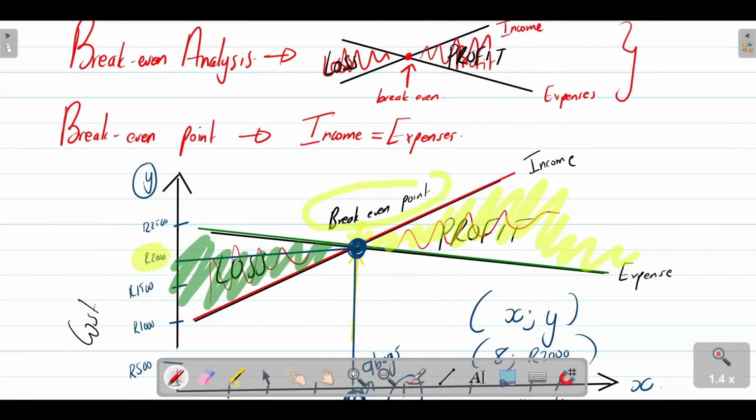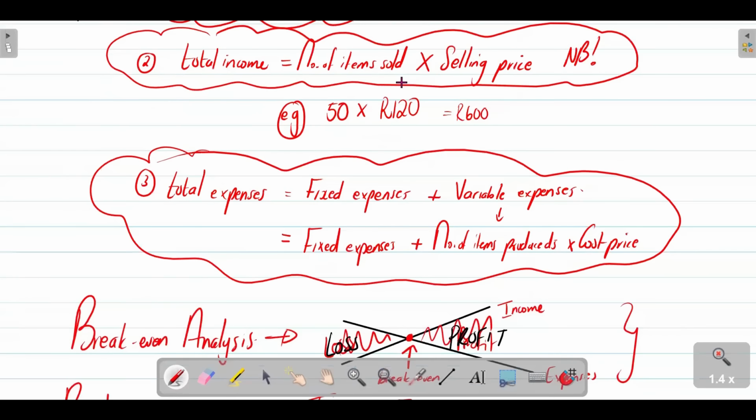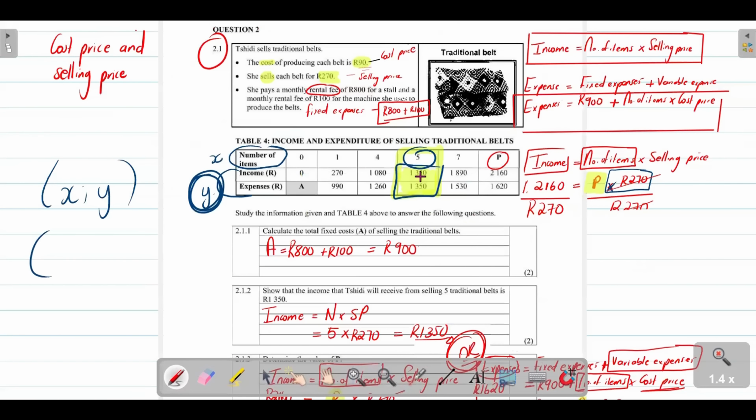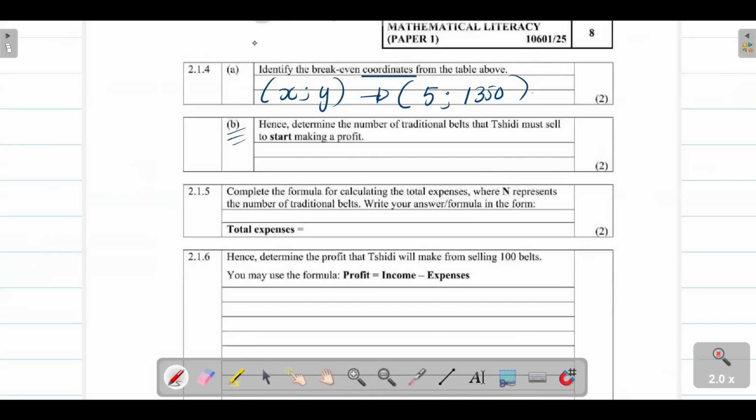Going back to this question, we're not given a graph that we're analyzing, but we know what the break-even point is for the number of items. How many belts are at the break-even point? 5 belts. Good. So for me to start seeing a profit, how many belts must this person TD sell? 6 items. That's it. So please try to remember that. TD must sell 6 belts to start seeing a profit. All right, let's continue.